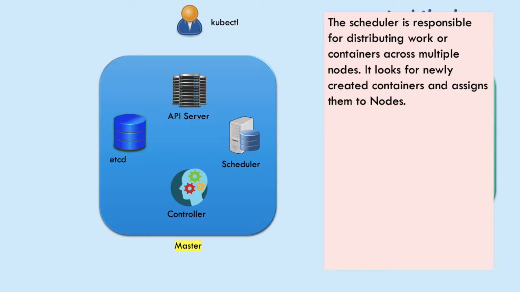The scheduler is responsible for distributing work or containers across multiple nodes. It looks for newly created containers and assigns them to the nodes. So it takes all the responsibility of distributing the work based on the workload, and it will first see which nodes are available based on the resource. Then it will send instructions to the API server to create the containers or pods in the particular nodes.